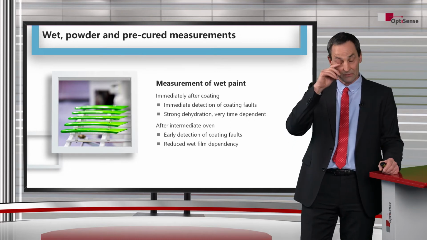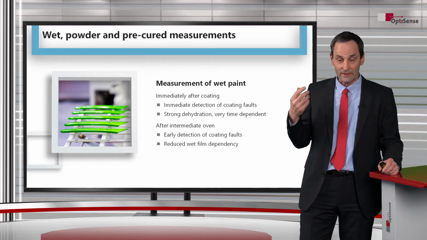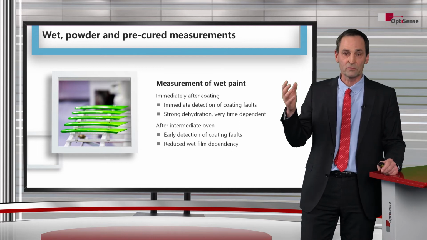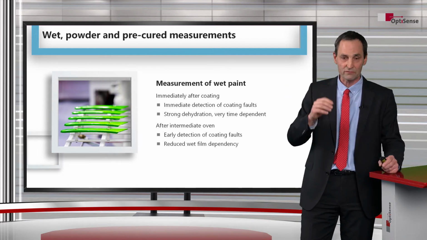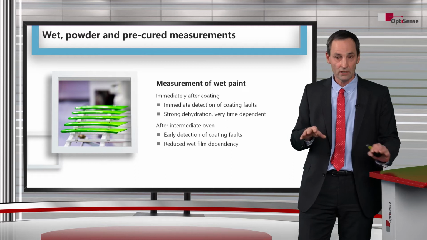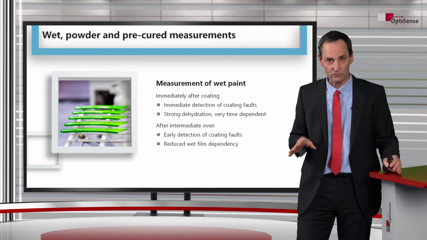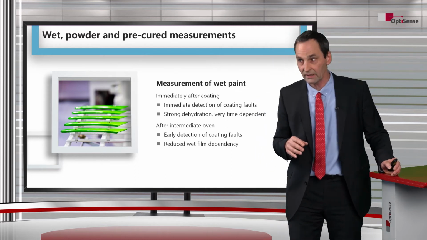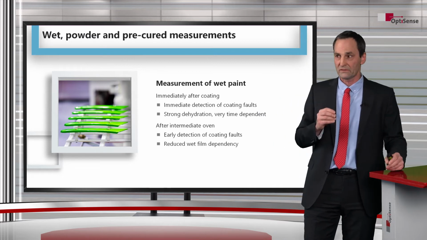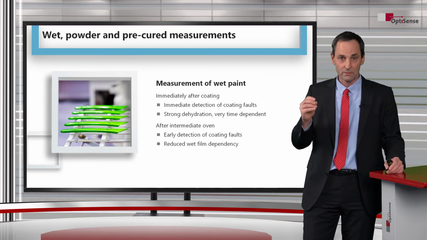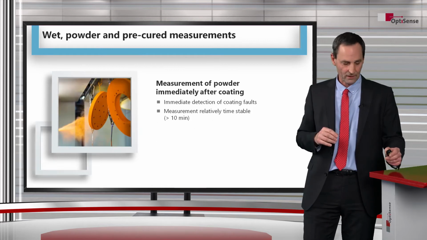The next step is to place the sensors after what we call the intermediate oven or flash-off oven. That means to pre-cure the material. You could not touch it, but you could measure it with non-destructive testing. And most of the dependency from the film build is reduced.